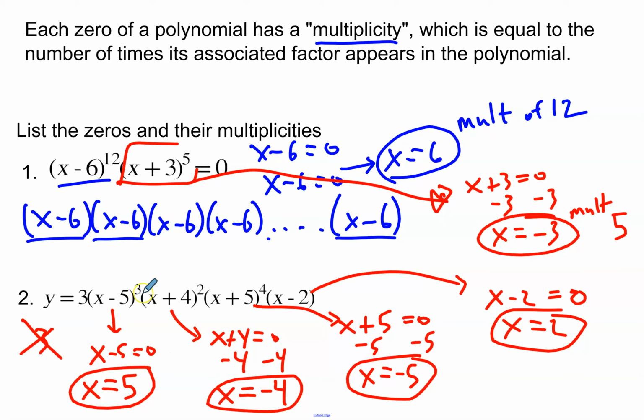Well, most of them do, right? The 5 is attached to this exponent of 3, so I would say it has a multiplicity of 3. This -4 has an exponent of 2, so it has a multiplicity of 2. My x plus 5 factor appears 4 different times, so the x equals -5 has a multiplicity of 4. My x minus 2 didn't have an exponent, meaning it doesn't repeat. It's only there 1 time, so my multiplicity here is 1. So it's a pretty basic idea, and that tells us the total number of zeros that this function has.